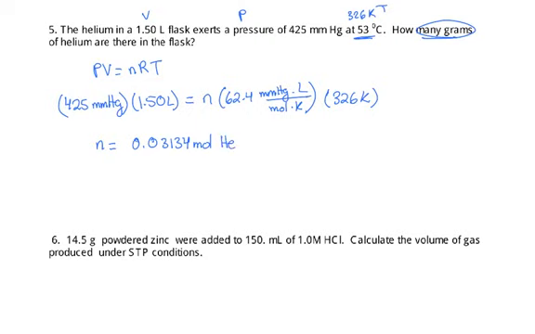The question asks you for grams, so we're just going to convert the moles to grams. So put moles of helium on the bottom so it cancels, grams of helium on top. To compare between moles and grams, I use the molar mass, so 1 mole of helium is 4.00 grams. And so that is equal to 0.125 grams of helium.